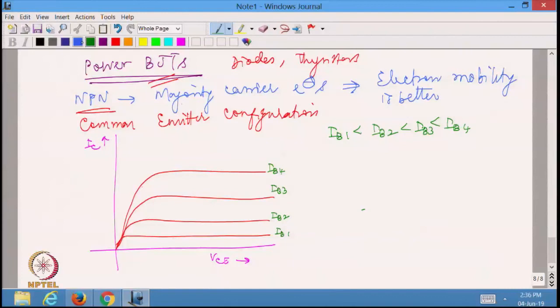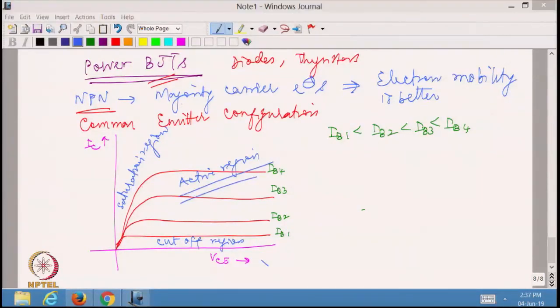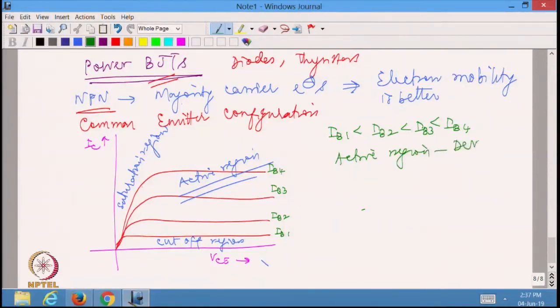If you look at this, there are distinctly 3 regions of operation. This is the cutoff region, this is the saturation region where VCE is almost constant, and this is going to be the active region. Wherever I have written here, this is the active region. In the active region, neither VCE is very small nor IC is very small. So, generally in the active region, we see that device dissipation is large.